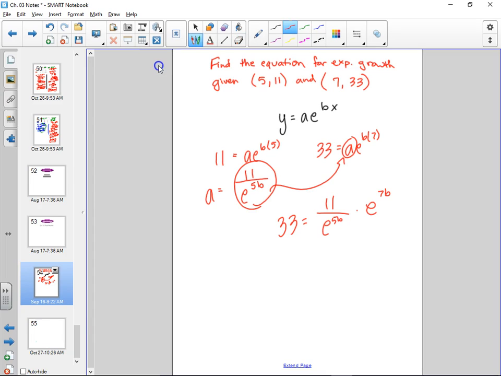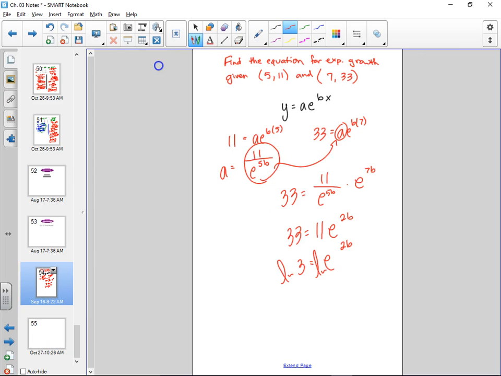Okay. Come on, cool kids. What do I do if there's an e to the 7b over an e to the 5b? Subtract. Subtract the exponents whenever I'm dividing. So I have 33 is equal to 11. What's 7b minus 5b? 2b. Divide by 11. How do I undo an e? That cancels. I have 2b equals him. I can divide by 2. Don't I know who b is now? Yeah. So b is a check.